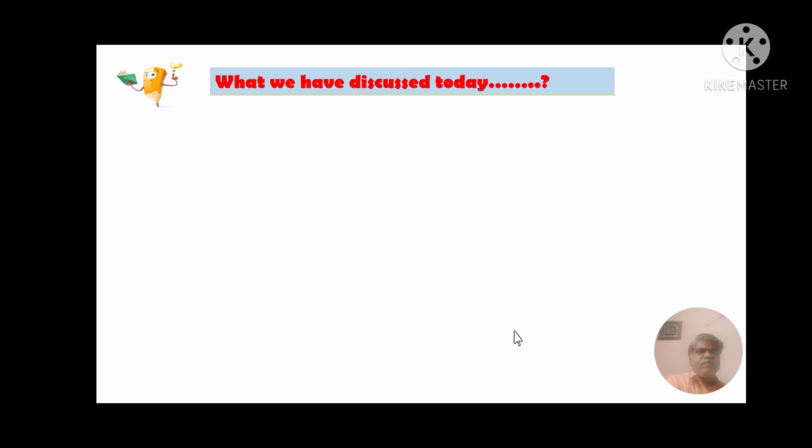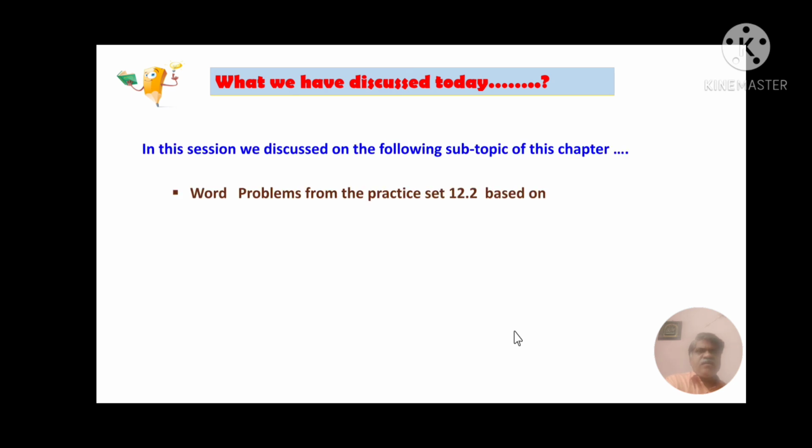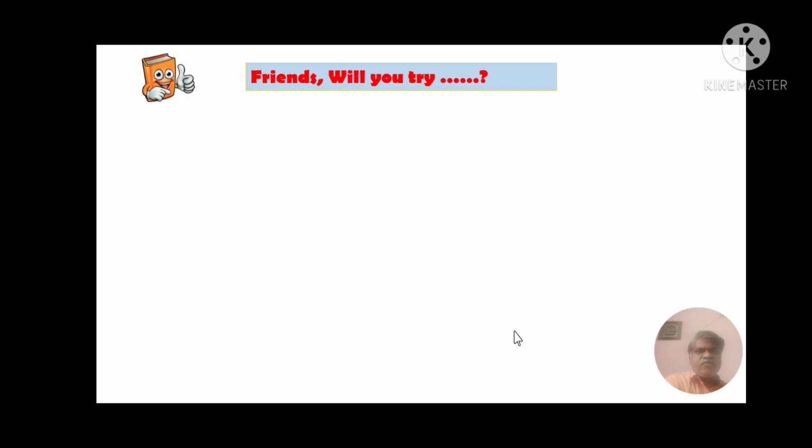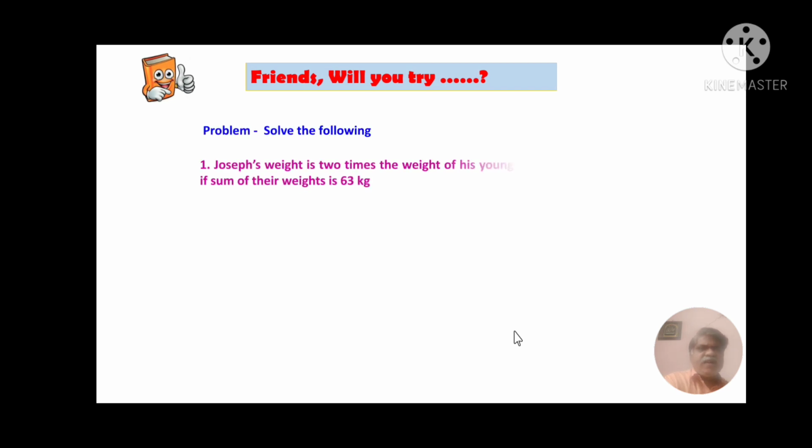Friends, what we have discussed till now is word problems from the practice set 12.2 which were based on the linear equation and the solutions of the given equation. Friends, will you try number 1? Joseph's weight is 2 times the weight of his younger brother. Find the Joseph's weight if the sum of their weights is 63 kg.